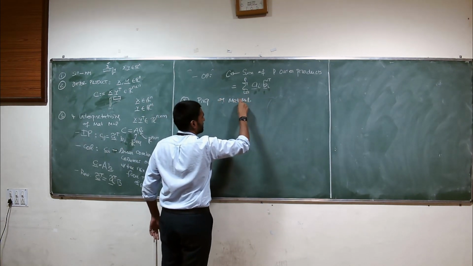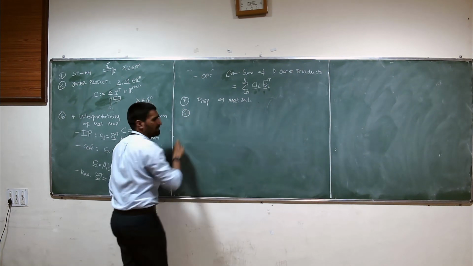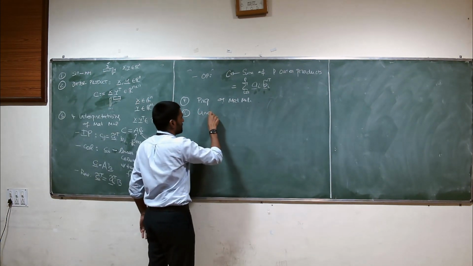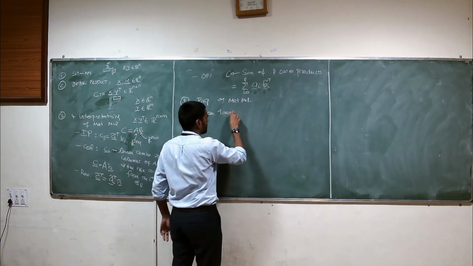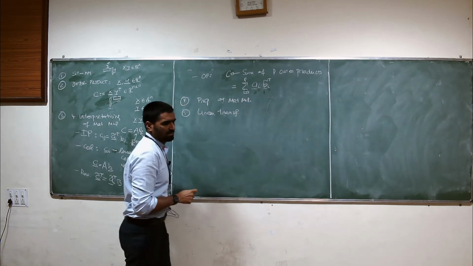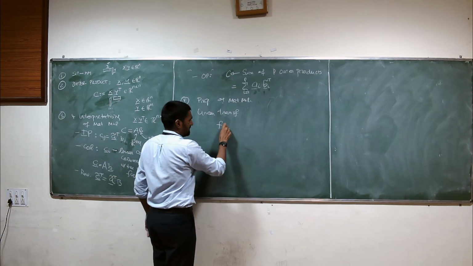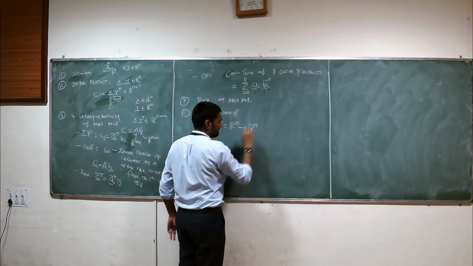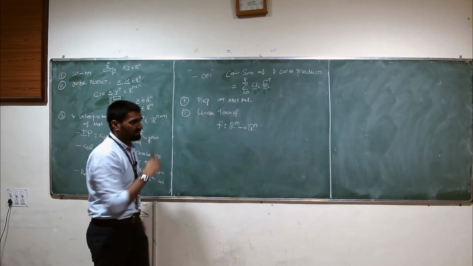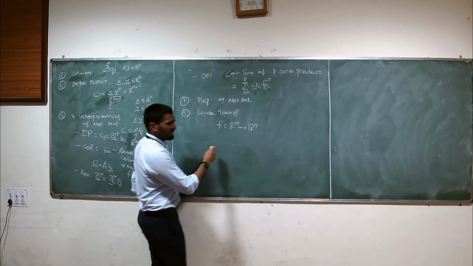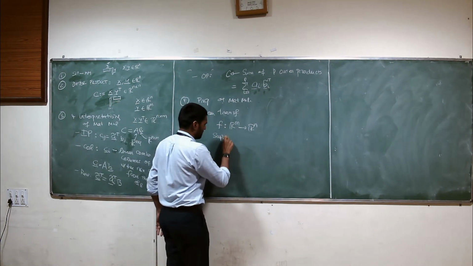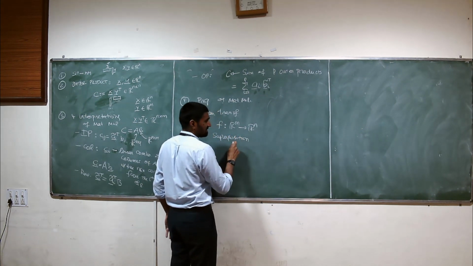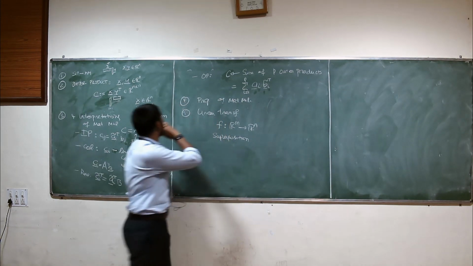What is the linear transformation? It's a map from... And when is it linear? Yeah, if it satisfies the superposition.